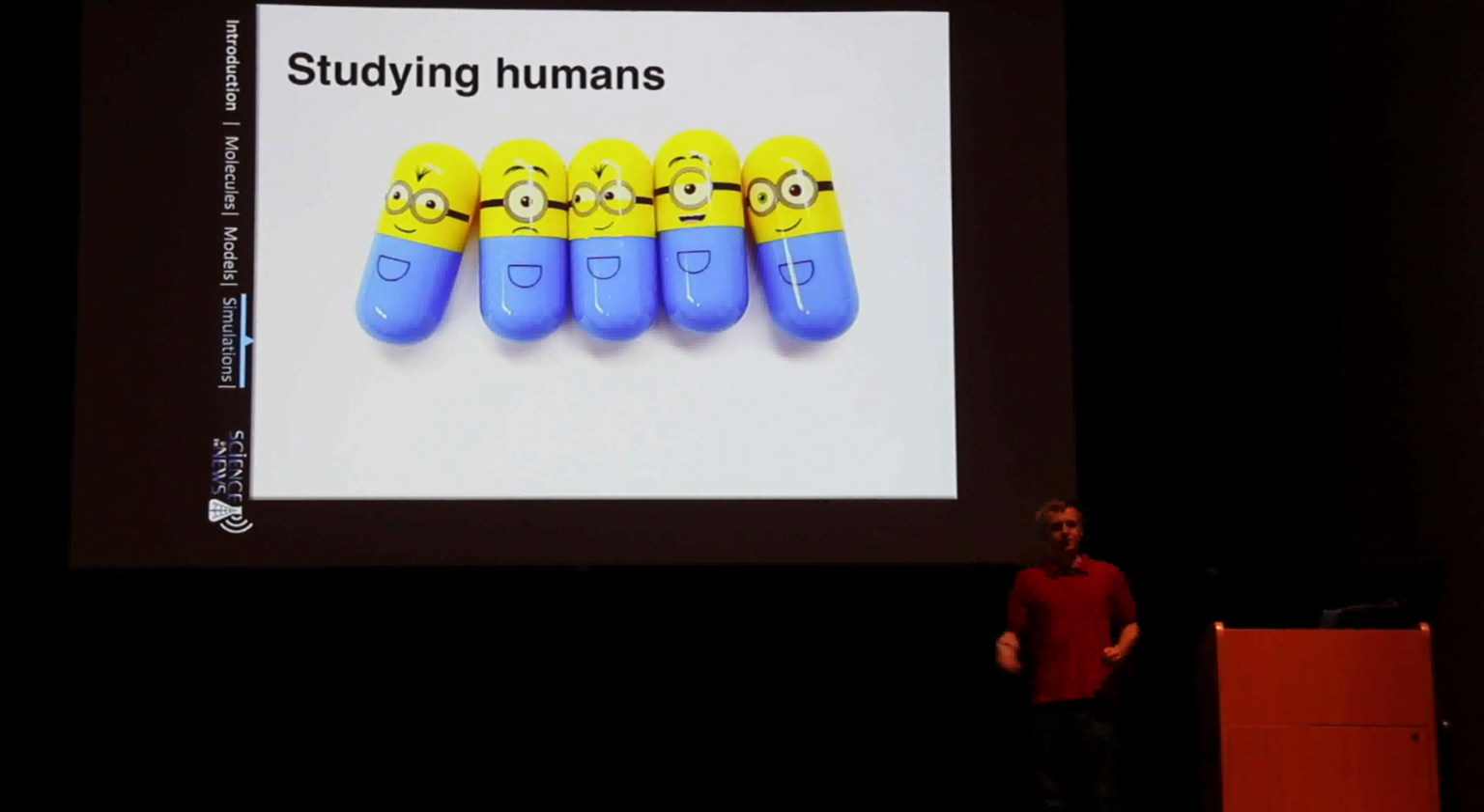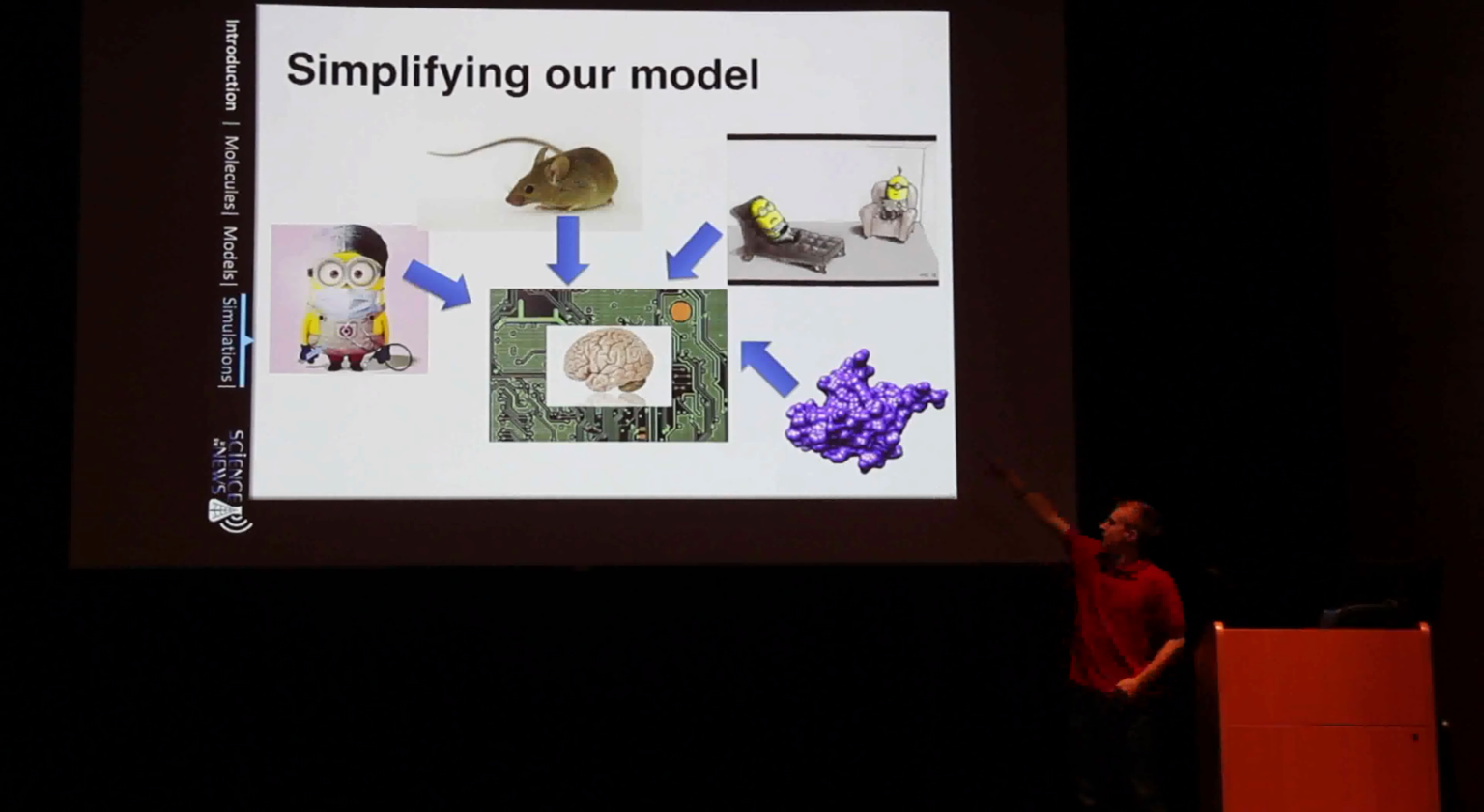And so we have to take all of this information that we've learned about. We have to take the studies that we've done with people. We have to take what we've learned from mice. We have to take what we've learned about individual proteins, what we've learned just from talking to people about their symptoms. We have to take all of this and condense it down into a computer model.